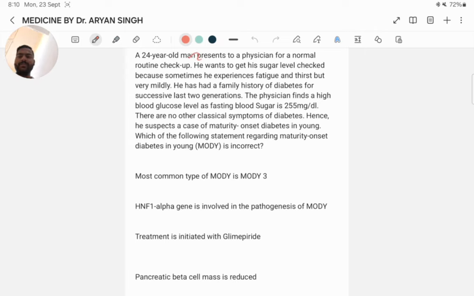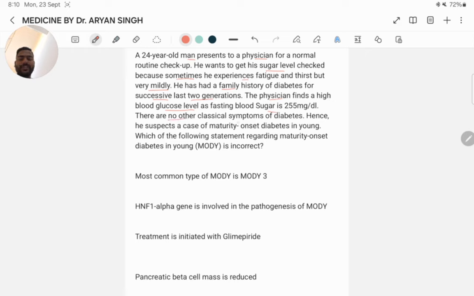A 24-year-old man presents to a physician for a normal routine checkup. He wants to get his sugar level checked because sometimes he experiences fatigue and thirst, but very mildly. He has a family history of diabetes for the last two successive generations. The physician finds a high blood glucose level, as fasting blood sugar is 225 mg per dl.